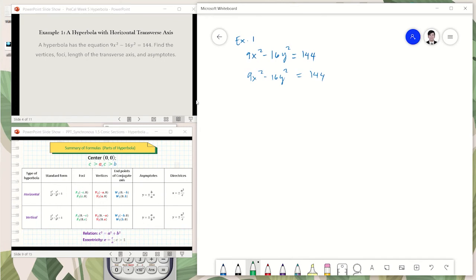So we divide both sides by 144, and whatever you do on the right, do on the left. So now, 144 divided by 144 is 1. And in here, we can actually rewrite 144 as 9 times 16. And we can cancel out the 9. So what will be left is x squared over 16.